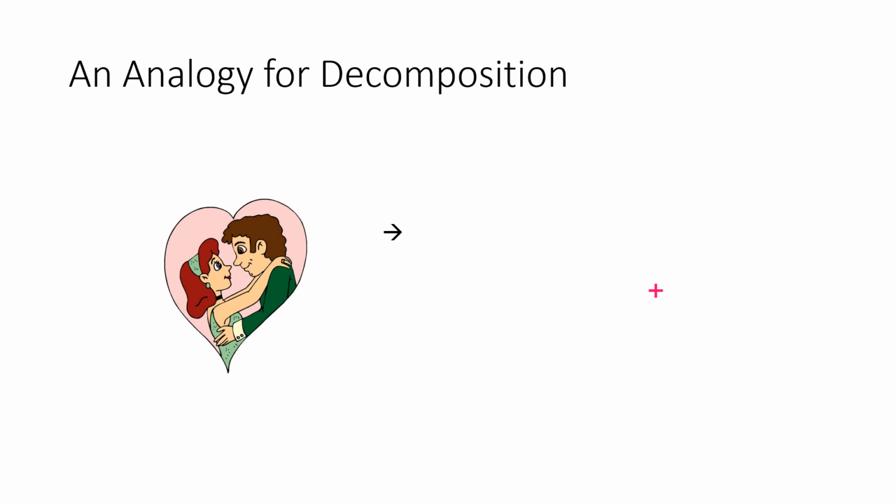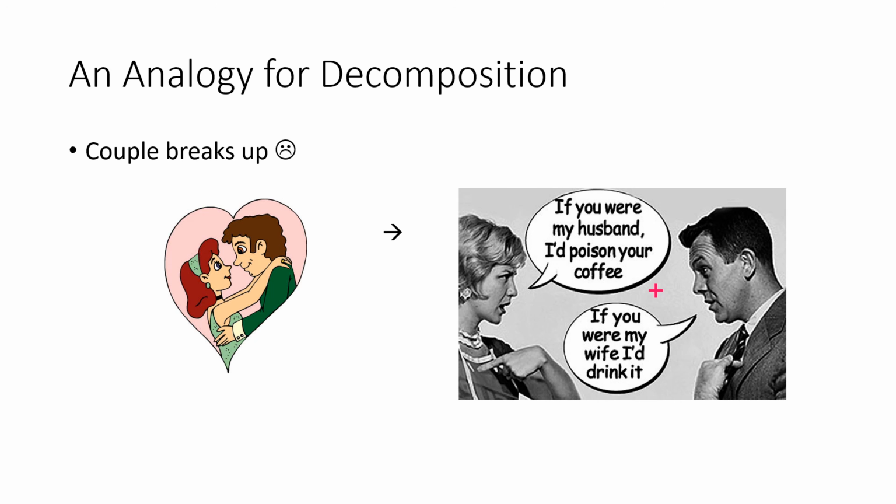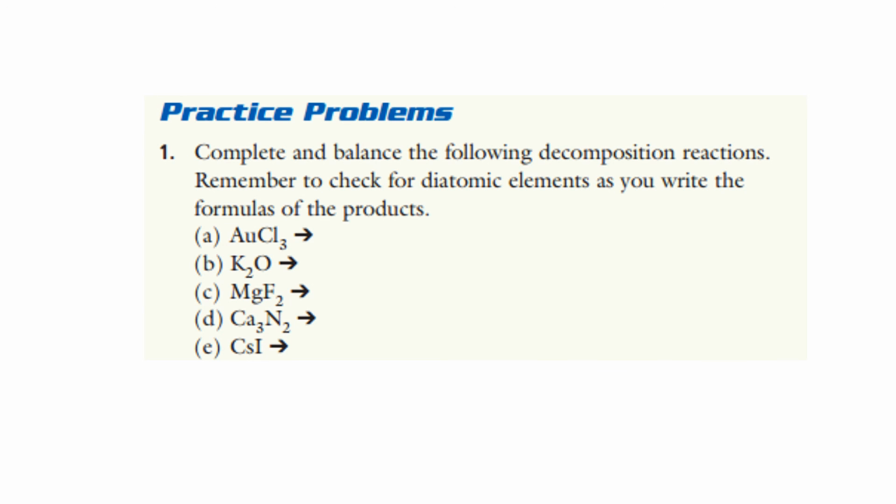Okay, so our decomposition analogy is that couple who was so happy together, couldn't be separated, break up. So we end up with perhaps no longer in speaking terms, they're no longer going to be seen together in public. Okay, and once again, some practice to do, and once again, the answers are posted on Teams.